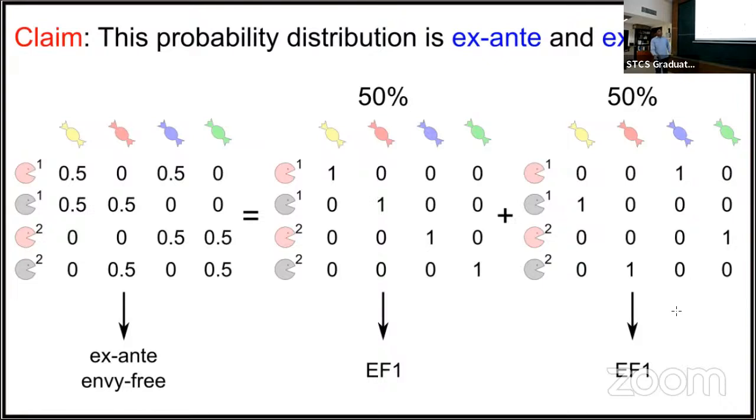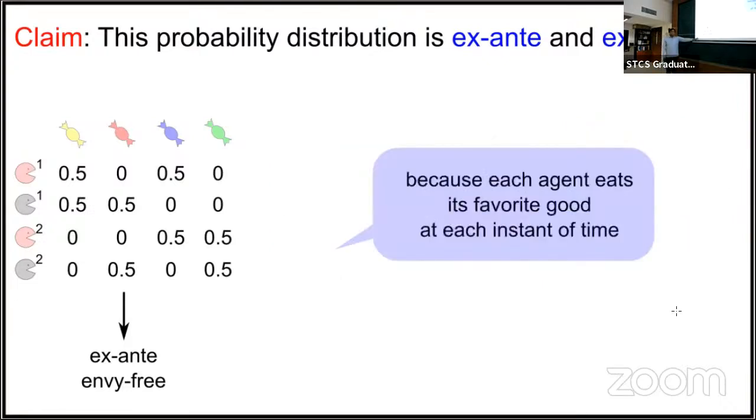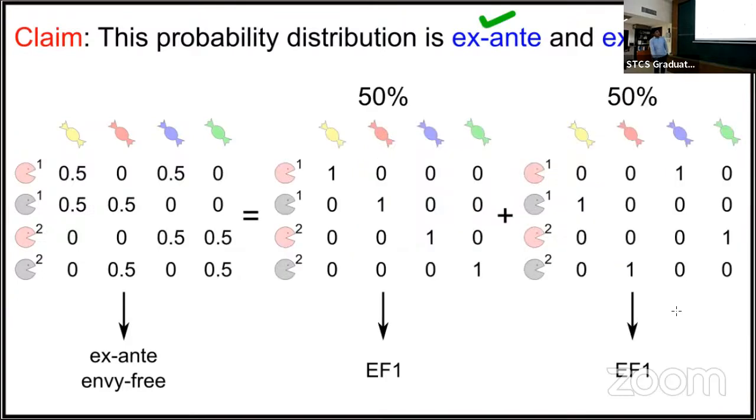So let's see why that is. I hope ex-ante EF is clear just by the semantics of the eating idea: at every point of time you are consuming the best for yourself, so you should not envy what anyone else is doing. I guess the more interesting property is ex-post EF1.